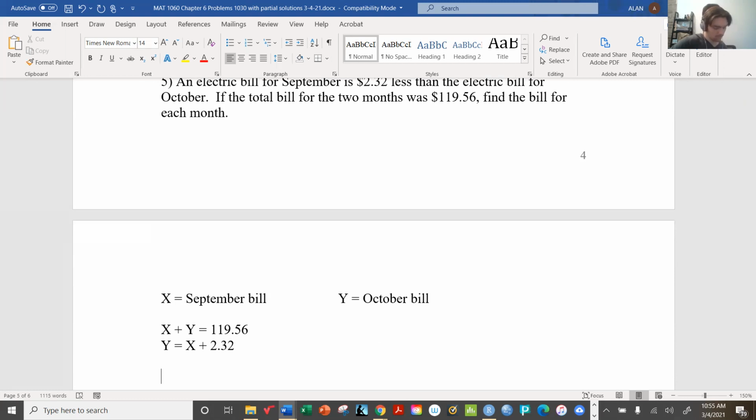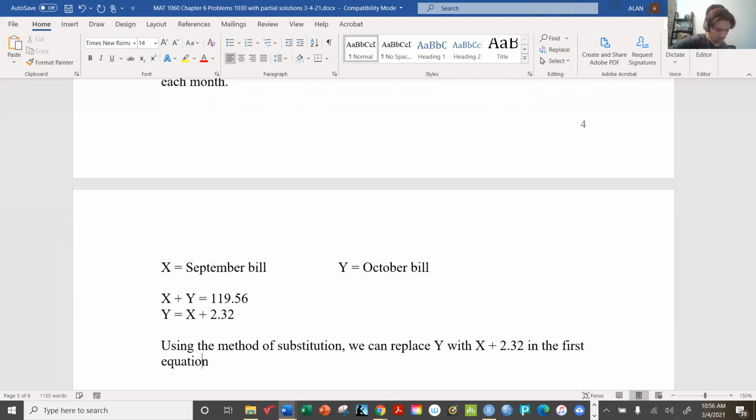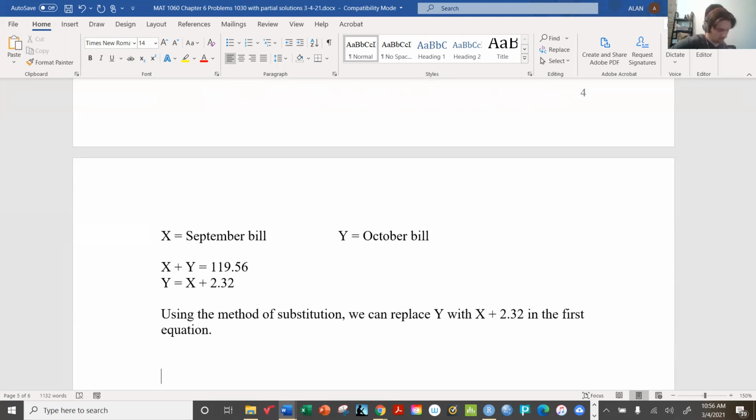And now we can do an easy substitution. Using the method of substitution, we can replace y with x plus 232 in the first equation. Now, by the way, you can actually go the other direction. You can take the first equation and rearrange it and substitute into the second equation. But our job is to do this as quickly and easily as possible. The fewer steps involved, the less likely you are to make mistakes. So let's do it this way.